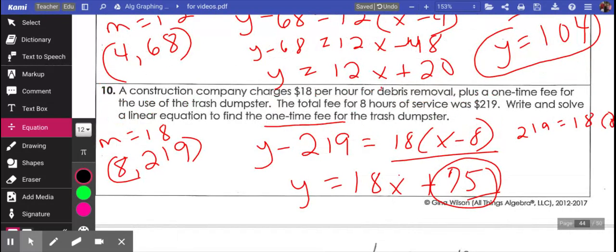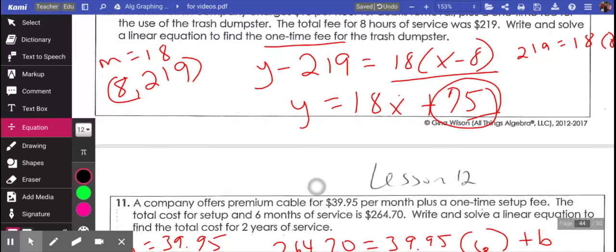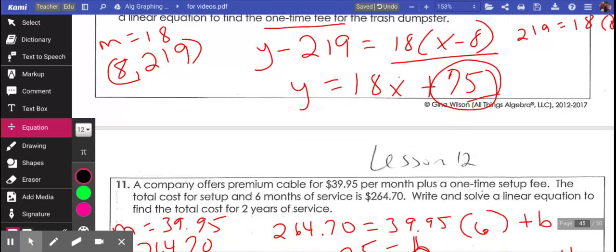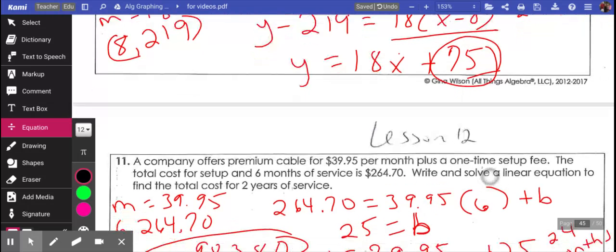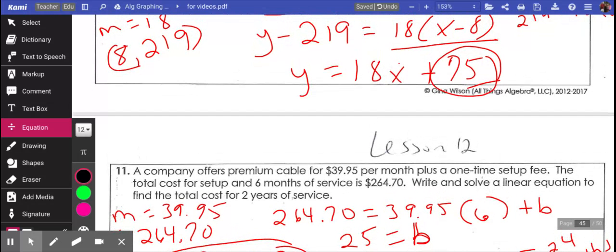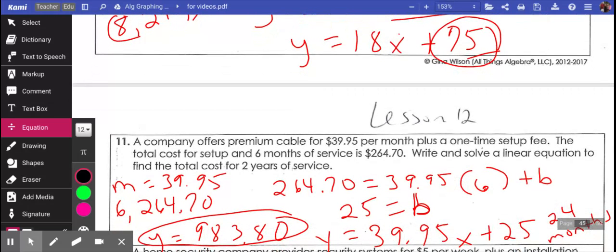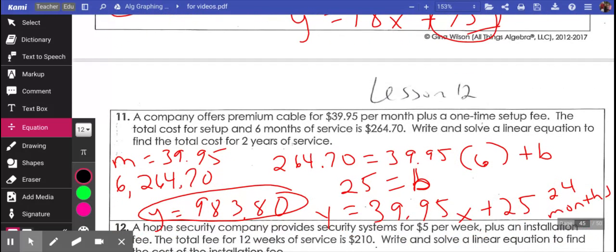Okay, I'm going to talk about number 11. I did the y equals mx plus b form just to show a different way, which I got 25. And if you did point slope formula, you should still get that. And then I put it into 39.95x plus 25. But then the question doesn't want the one-time fee. They want to know how much it costs for 2 years of service.